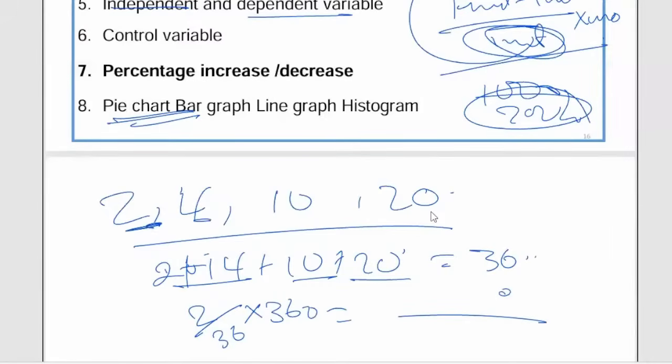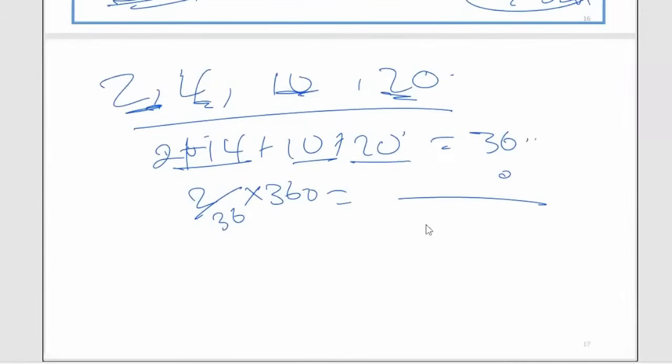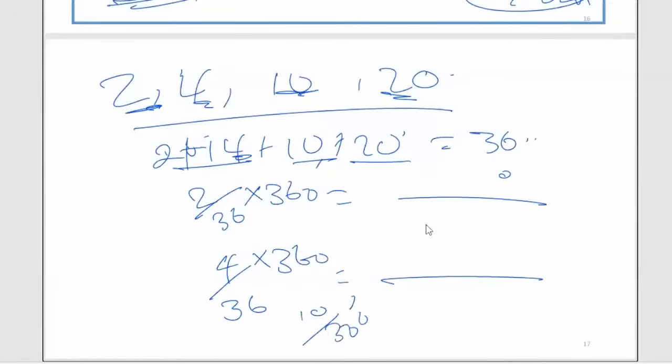You don't plot with this. As long as it's not in degrees, we don't plot with them. You go to 4 out of 36 times 360, so that you convert it to degrees, and then 10 out of 36 times 360, you get the answer, and then 20 out of 36 times 360, and then you get the answer.